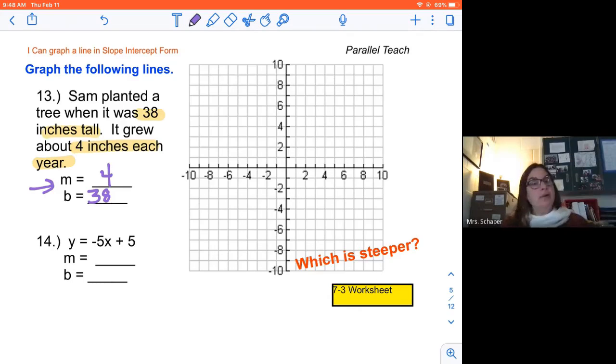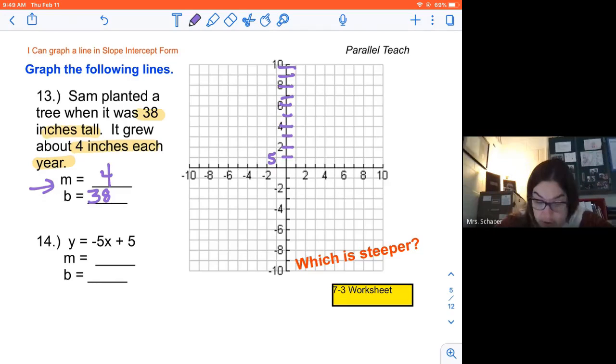So you might say, Ms. Shopper, how are we supposed to graph this? It only goes to 10, right? Well, we have to change it. So maybe my scale is going to go up by 4, or maybe it's going to go up by 5. Maybe it's going to be 5, 10, 15, 20, 25, 30, 35, 40, 45, 50. We can change the scale to fit what we need.